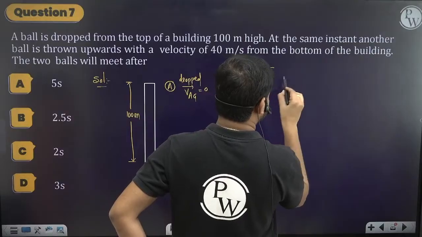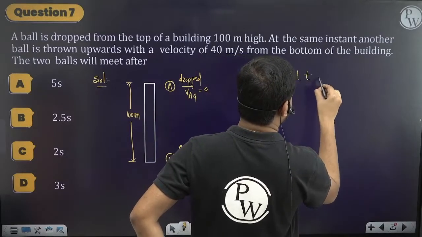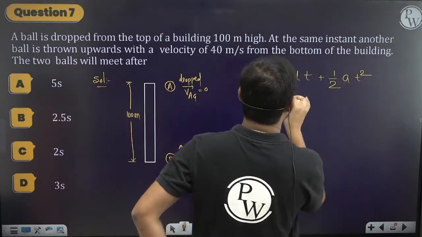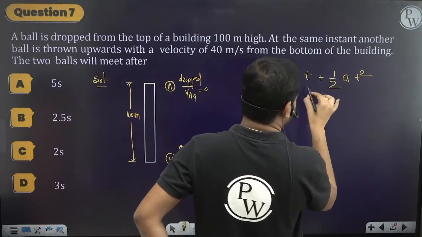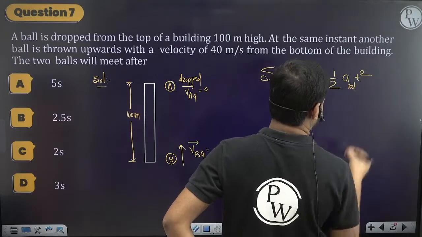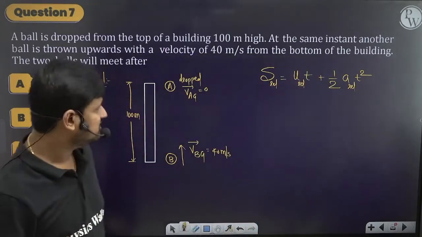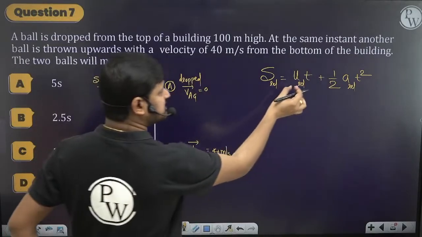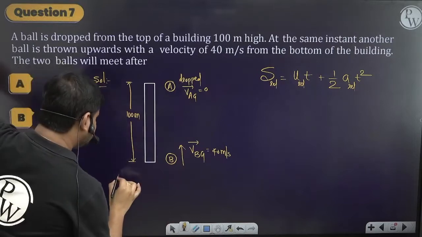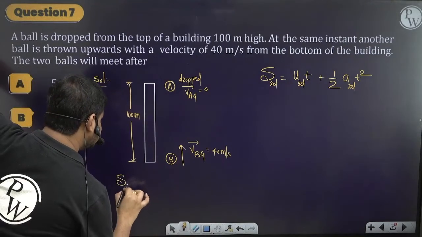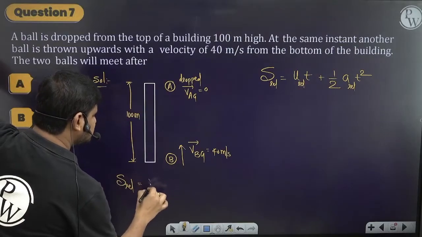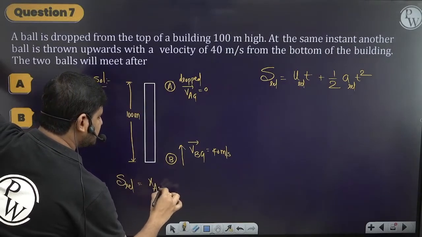Understand the concept. S equals ut plus half at square. Here S is the S relative, U is the U relative, and A is the A relative. This thing you should understand, that's it. So what is the relative velocity with respect to one another? The first thing is the relative distance, which means the displacement of A with respect to B.